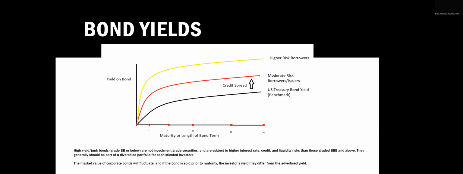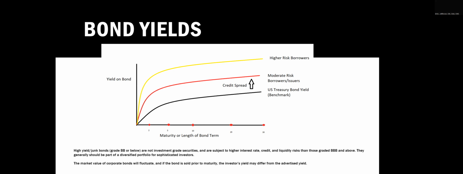Additionally, for less credit-worthy borrowers, the higher interest rates that they have to offer in order to incentivize investors is represented here in that red line. That is hypothetically the amount of yield in addition or above the US Treasury index a moderate borrower would have to offer. The yellow line there represents higher risk borrowers. Again, not surprisingly, they're going to have to offer more yield to compensate for that additional risk.